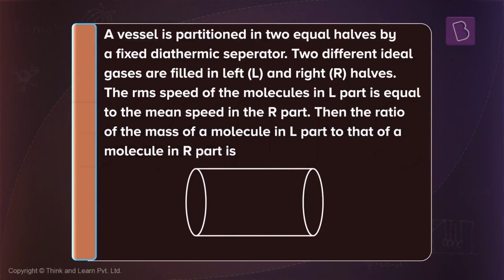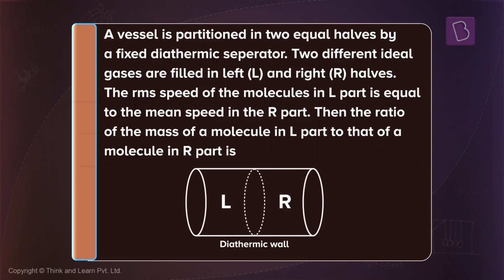So the question that is given to us is a very interesting problem, and it's also a very commonly occurring problem in your JEE Mains and Advanced exam, right? So in this problem, we have a vessel, and this vessel is partitioned into two parts, and let us call this left part and right part, okay? Now both these parts are filled with two different ideal gases, all right? And the separator between them is a diathermic wall.